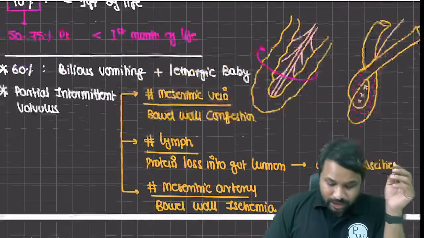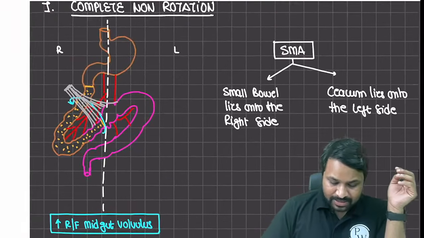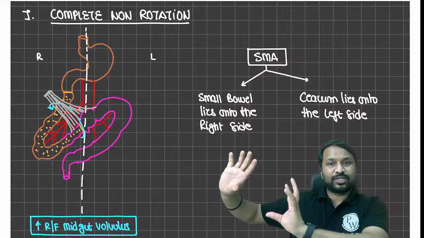But in a complete non-rotation, everything goes back in its normal space. Nothing rotates at all, it just goes back. Okay?